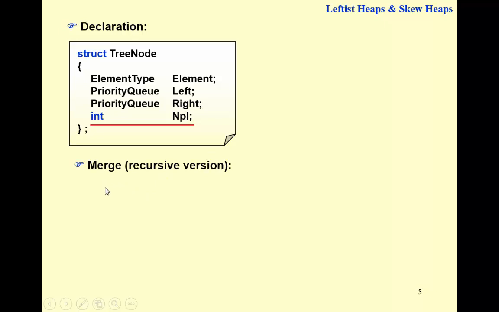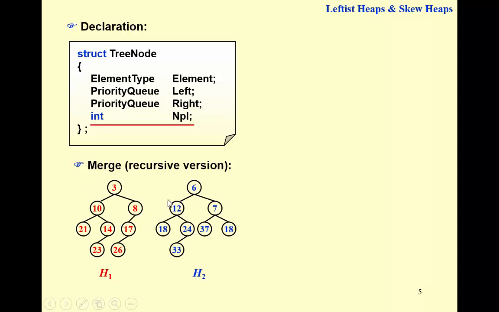And let's see how merge is done, first recursively. These are the two min heaps given. We're supposed to merge them. First of all, tell me which element is supposed to be the final root of the resulting heap. 3, right? How do we know? Because the resulting heap is supposed to be a min heap, and the root of the final min heap is supposed to contain the smallest key, right?